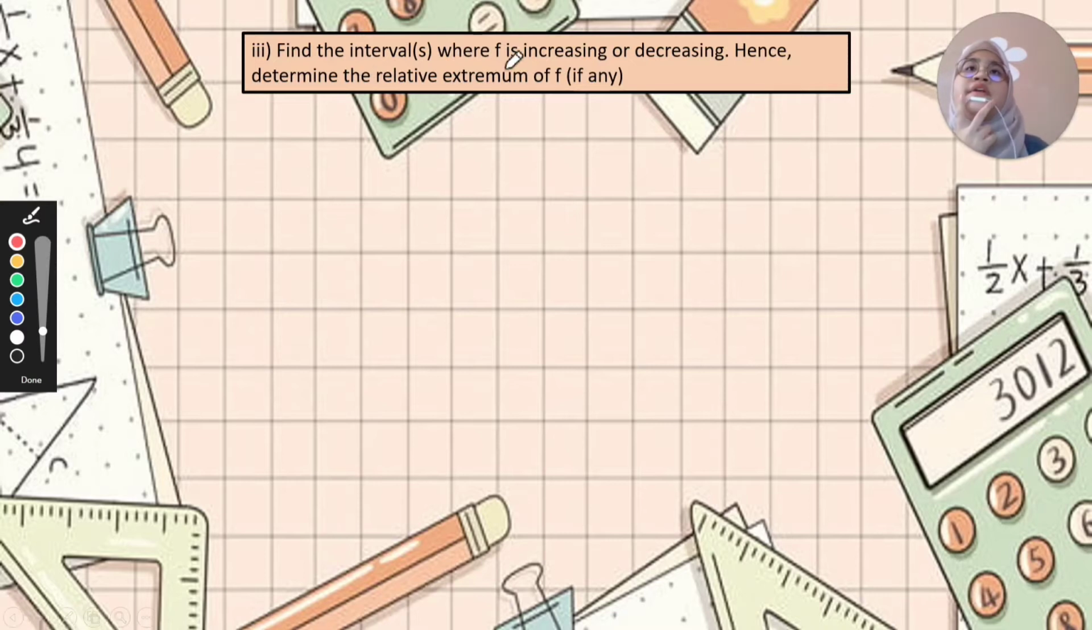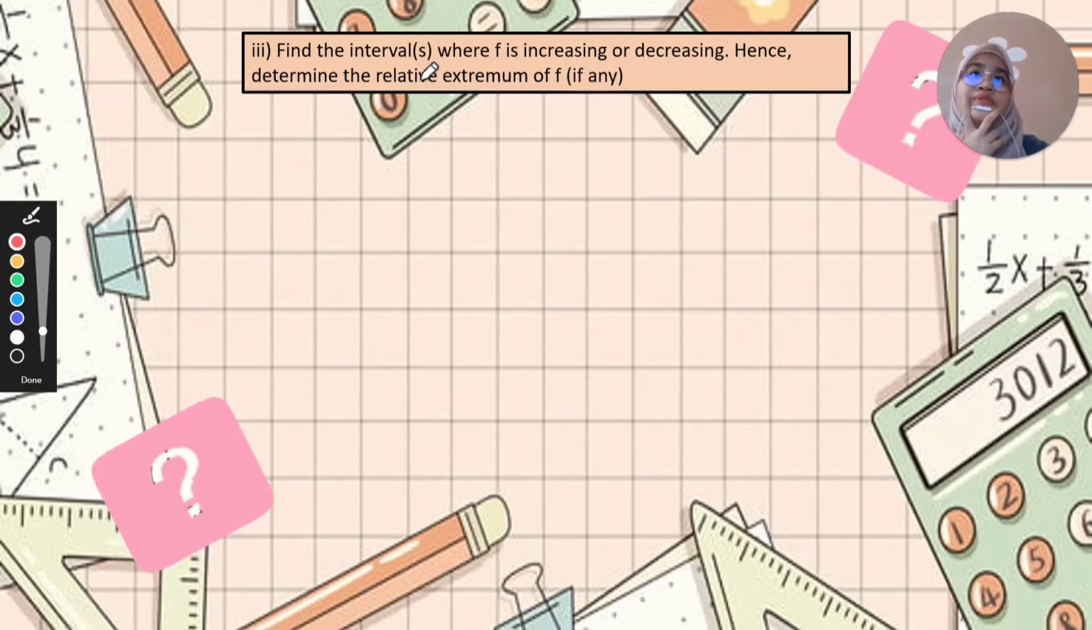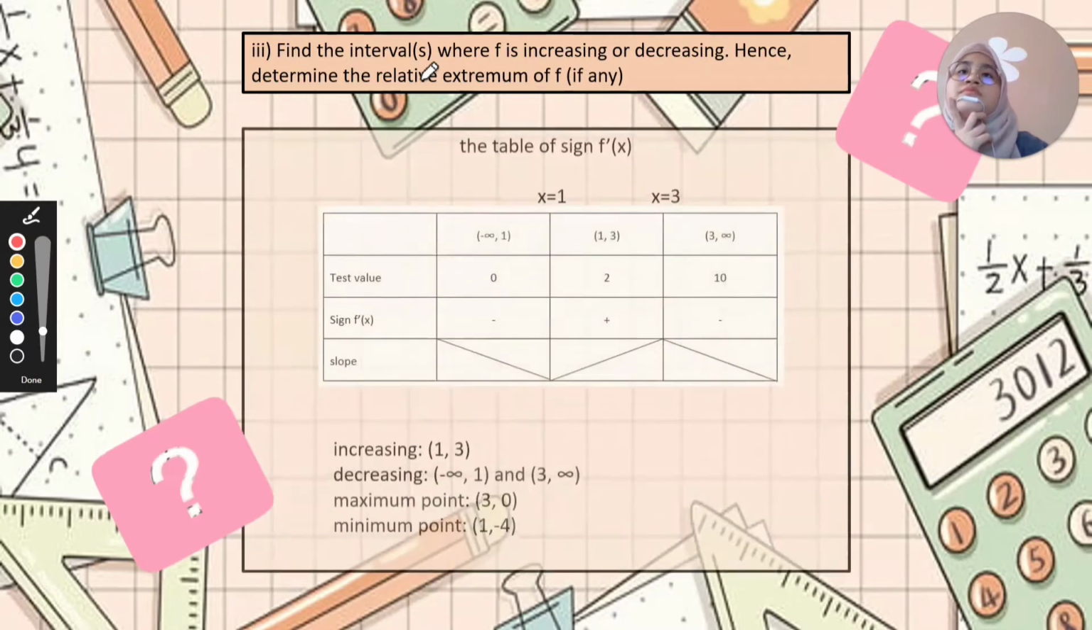Find the intervals where f is increasing or decreasing. Hence, determine the relative extremum of f, if any. So how do we find the intervals and the relative extremum?